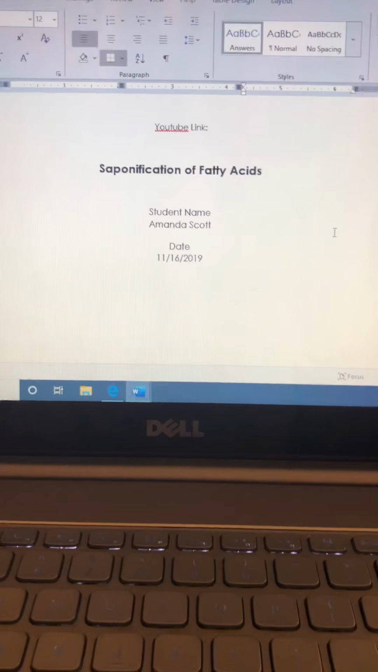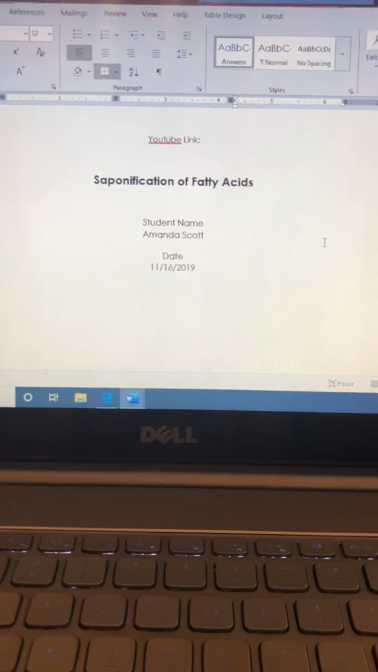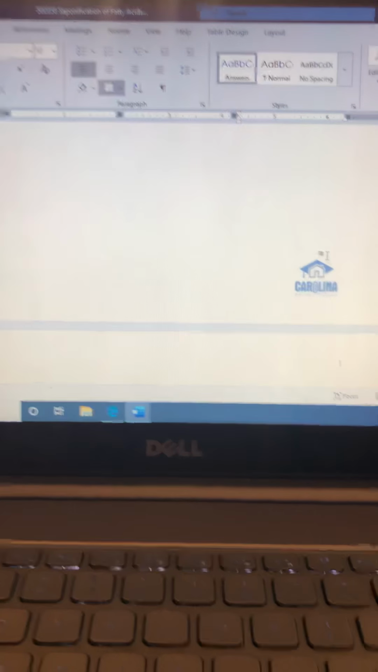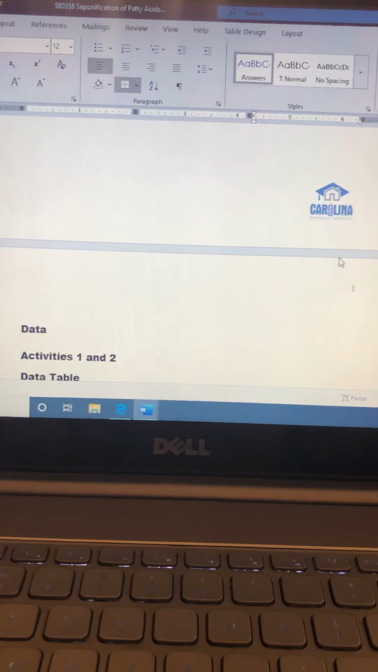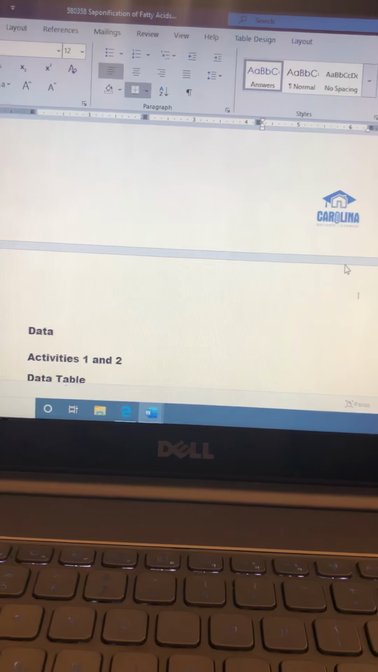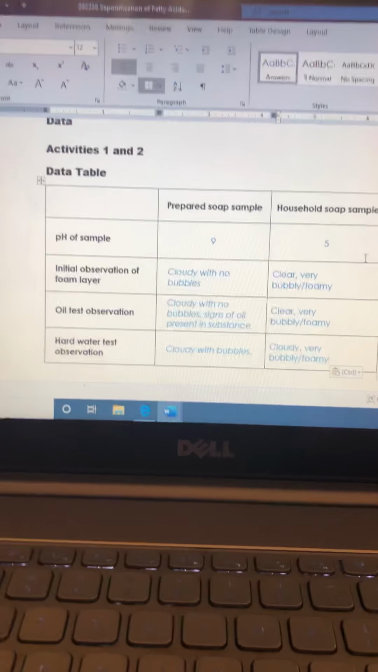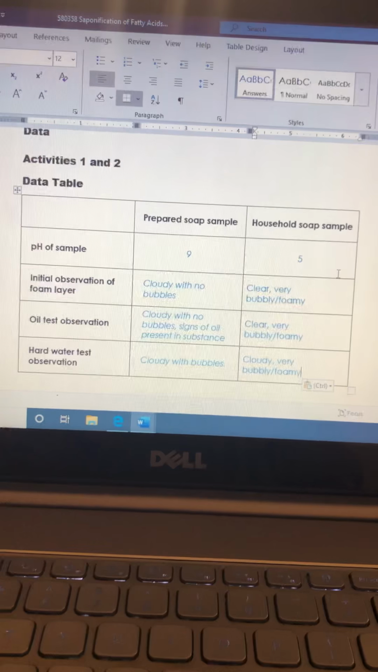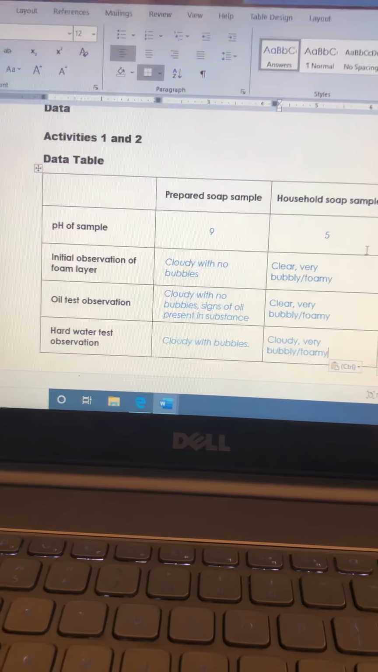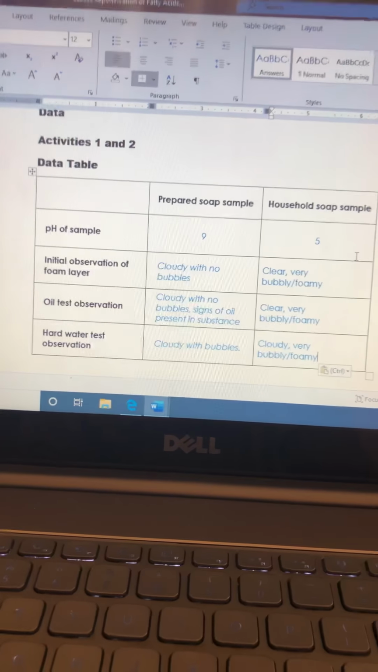I'm here to discuss lab number 9, saponification of fatty acids. So basically we started off with the vial and we placed it on the scale and cleared it out, and then we measured about 2 grams of vegetable oil.